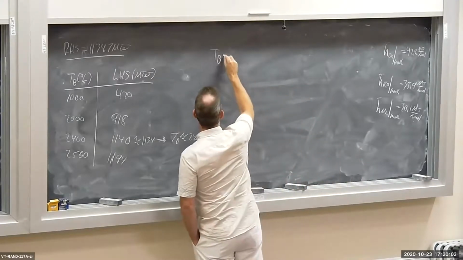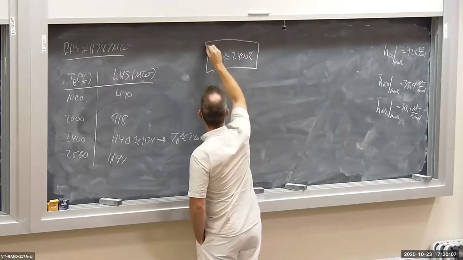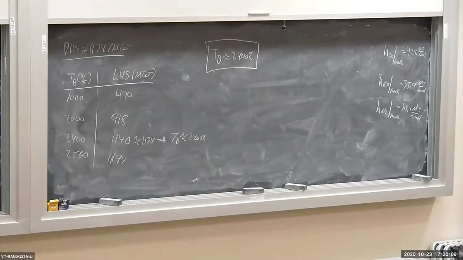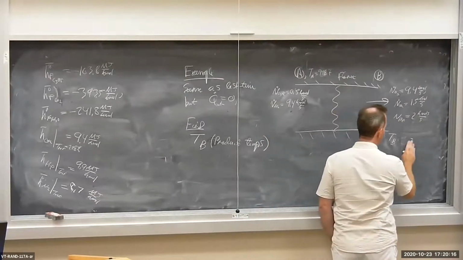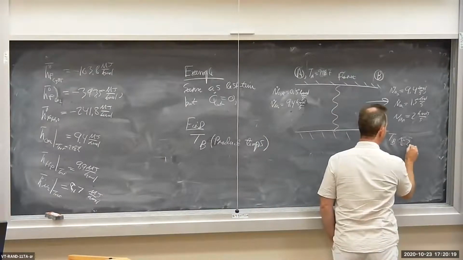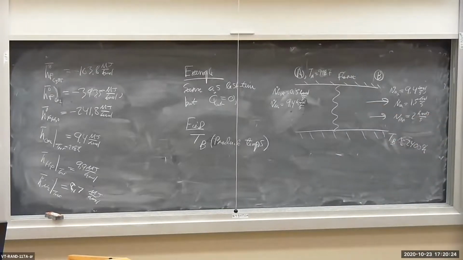TB is approximately 2400 degrees. Let's put that in our schematic. Approximately 2400. That's really hot. But as far as combustor temperatures go, that's pretty normal. Most combustion chambers run at 2000, 1800, 2400. Most combustion chambers obviously aren't perfectly insulated.